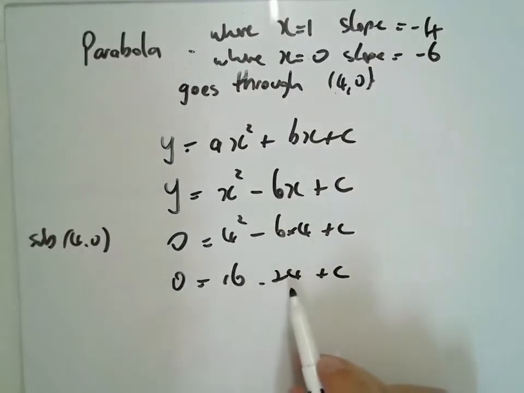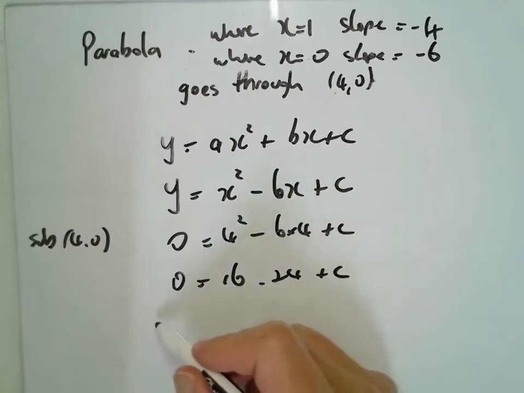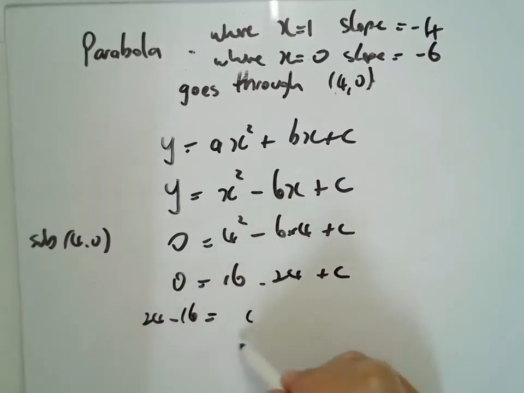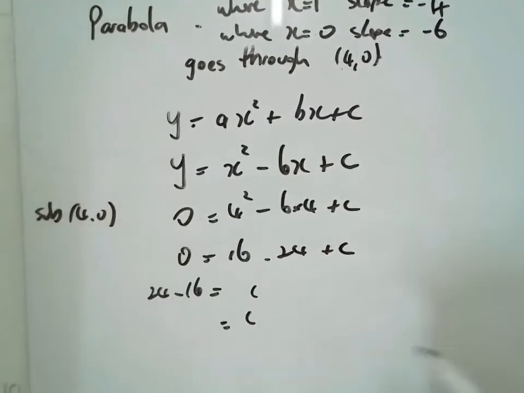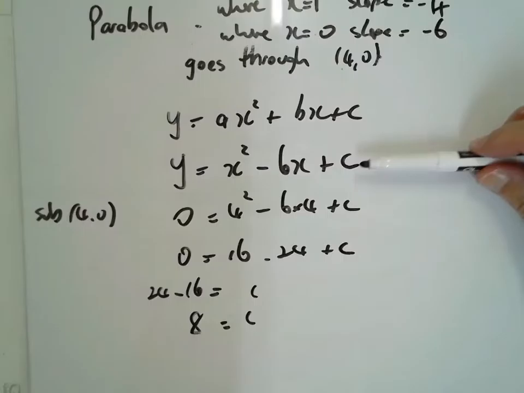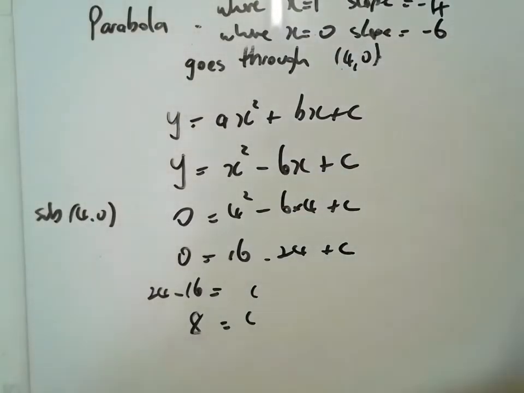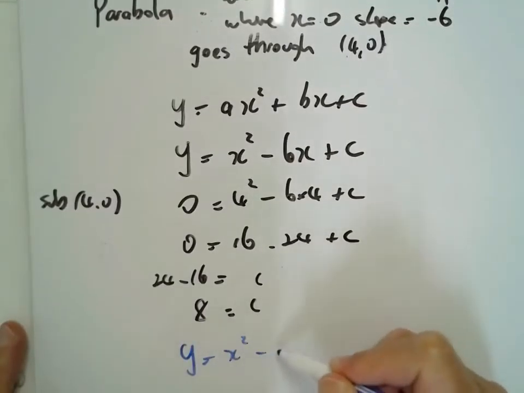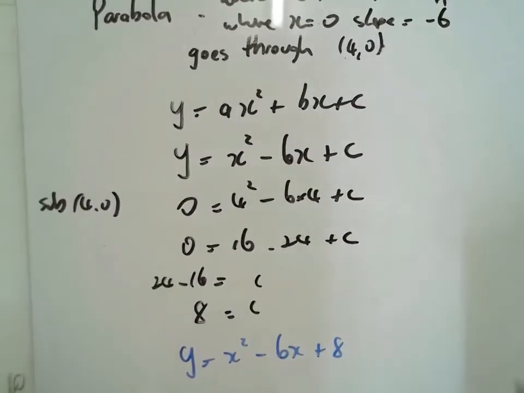So we're going to get the minus 24. What's 24 minus 16? It's 8. So that c now becomes 8, and y equals x squared minus 6x plus 8. Isn't that interesting?